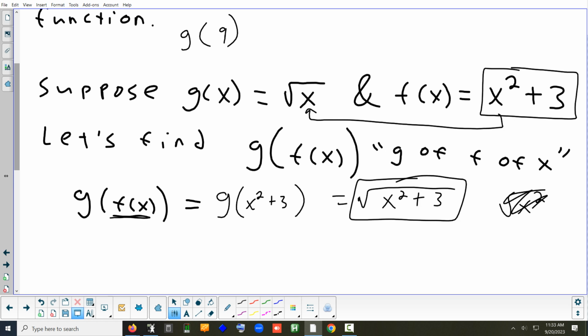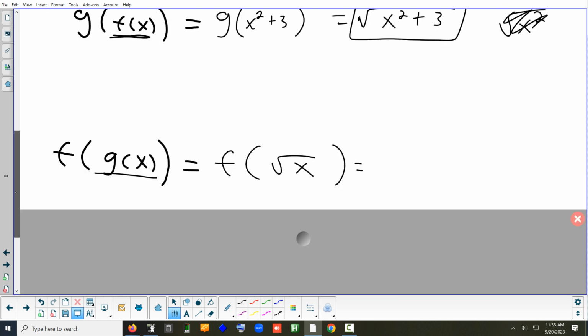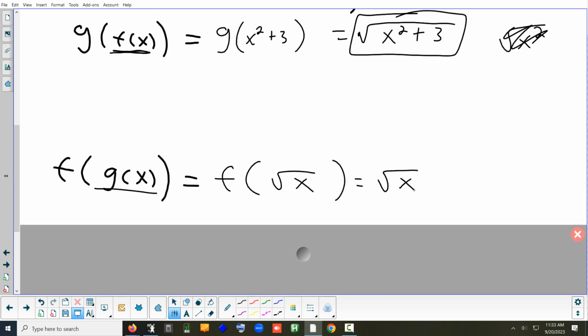Right. You're taking this and you are filling it in for that right there. You would have the square root of x, squared, plus 3. So this would be the square root of x squared plus 3. Now, is there anything there that simplifies? Yes. What simplifies? You can just write it as x plus 3.